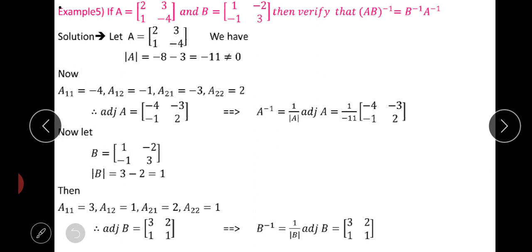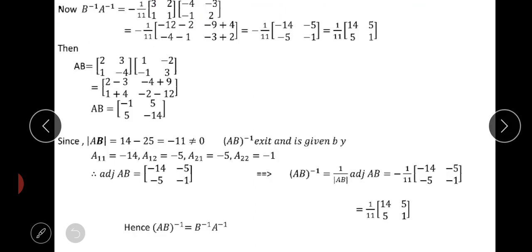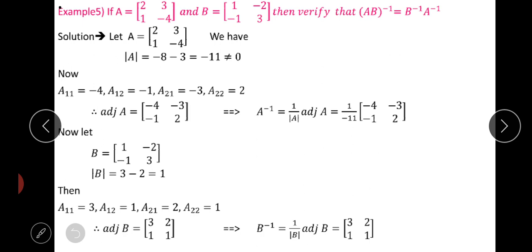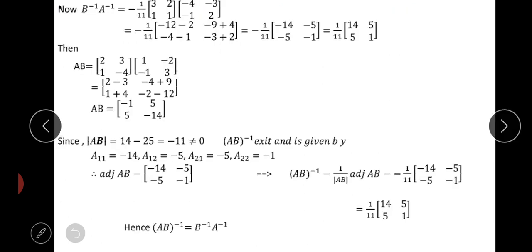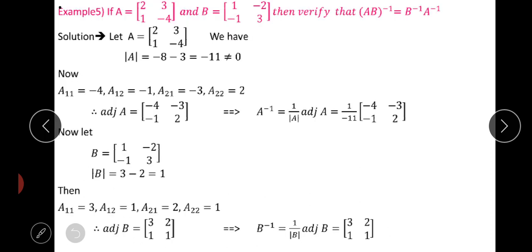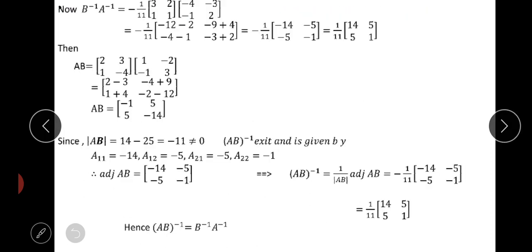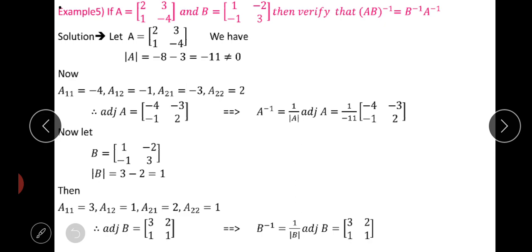Then adjoint of B is [3, 1; 1, 1]. Okay, let us go through a further question. Now I want to find B inverse into A inverse. B inverse is what? See, in the previous slide, 1 divided by 1 into [3, 1; 1, 1], and A inverse is what? Minus 1 divided by minus 11 into [4, -3; -1, 2].